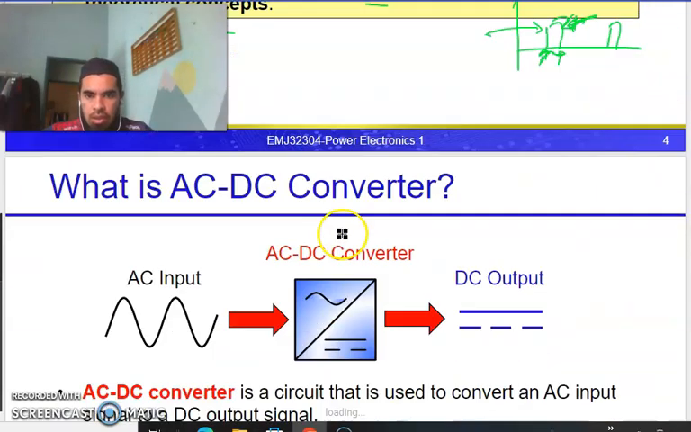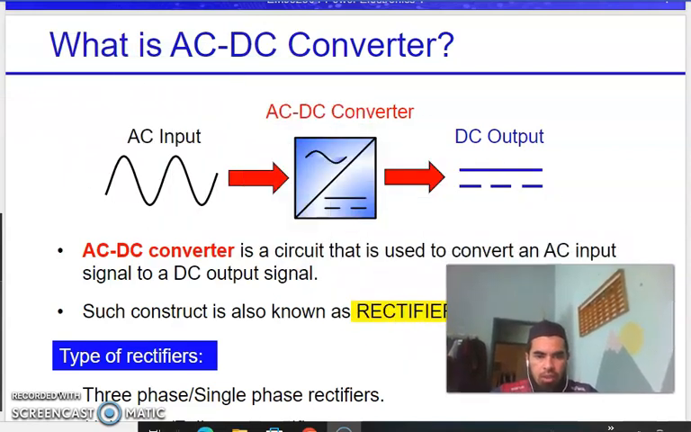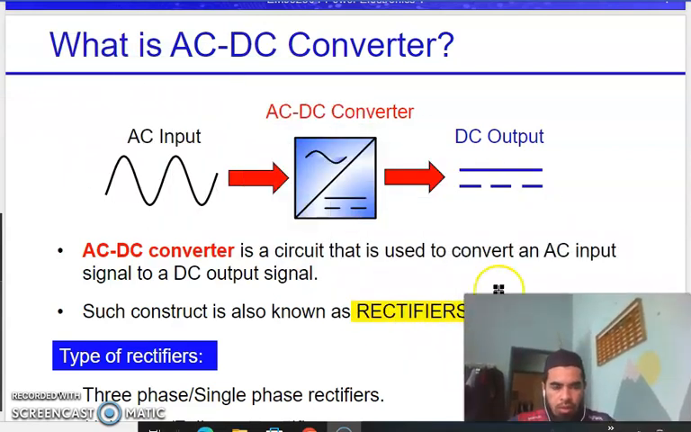So how do you develop or design this kind of rectifier circuit to accomplish the aim? Okay, that's the learning outcomes. So again, what converter are we talking about now? For this chapter, we shall go through only the AC to DC converter.